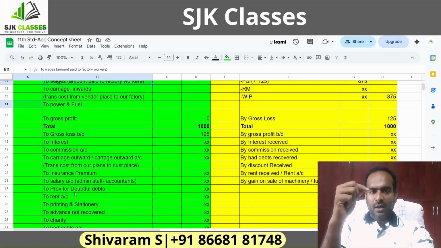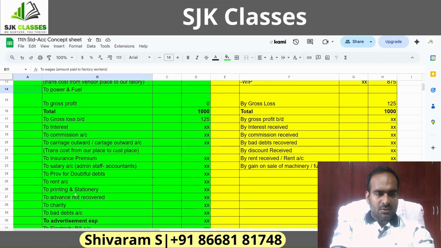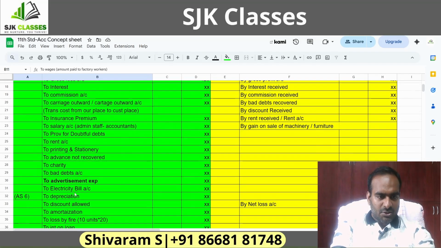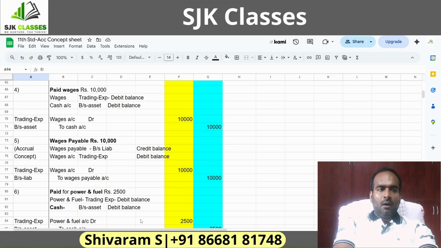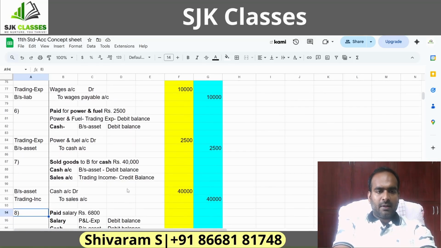Just for this differentiation purpose, we have two heads called wages and salary. Wages is paid to manufacturing workers. Salary is paid to administrative staff, so salary will be captured in P&L. I'll just show the salary here. Where is salary? Yeah, salary is here. Salary is paid to admin staff like accountants, HR people, and so on. So come back here. Paid salary.